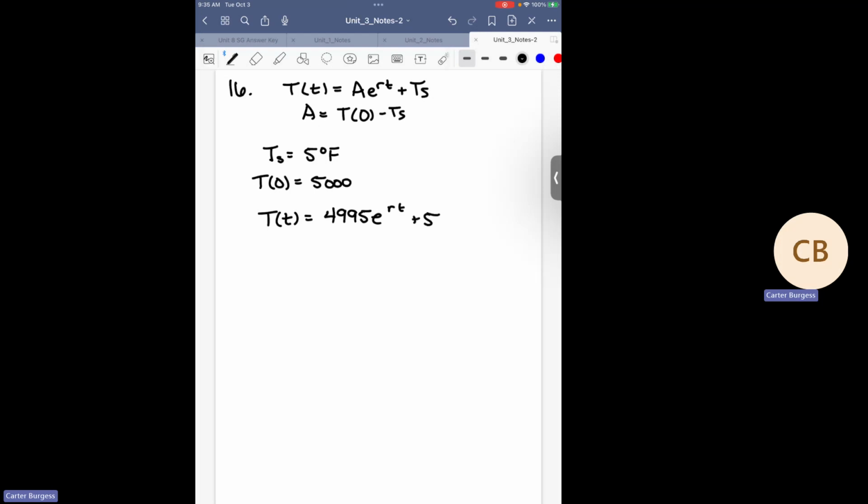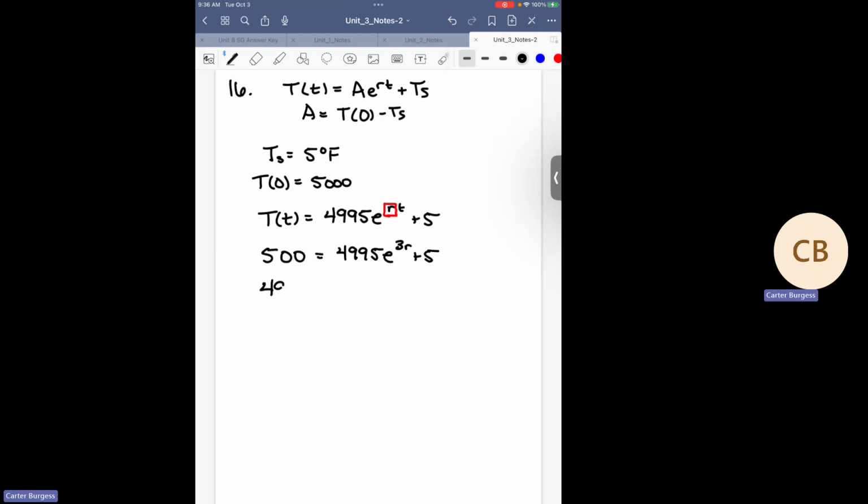So what's the only thing that we are missing from our equation? Well, the only thing we're missing here is this value of r. How do we find the value of r? Well, in this case, we're told that when t is equal to 3, my temperature will be 500. So 500 equal to 4995 e to the 3r plus 5, where now our t is going to be in hours.